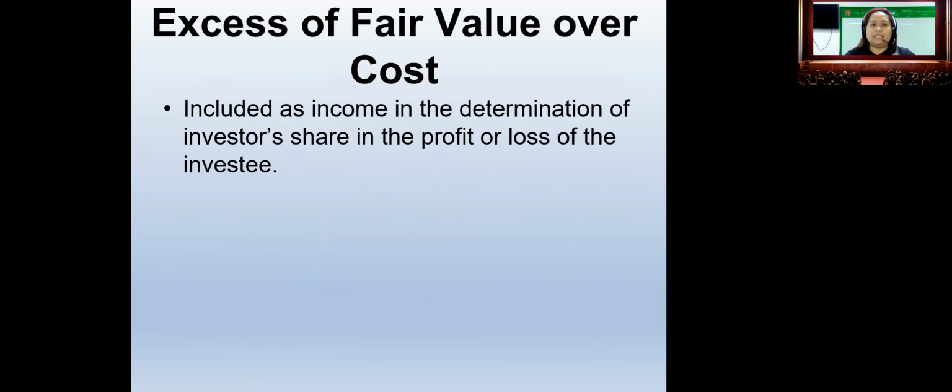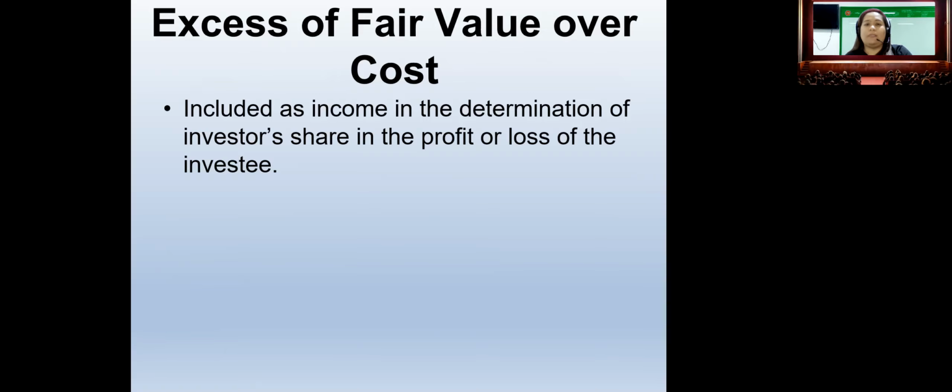Okay? Next, paano naman po yung excess of fair value over cost? Ano naman yung scenario na yun? Kabaliktaran naman nung kanina. Okay? Ang meron naman dito, yung value nung in-acquire mo ay mas mataas kesa dun sa cost na binayaran mo. So, baliktarin natin yung sitwasyon. Yung cost na binayaran mo is 25,000, pero yung value niya ay 30,000. So, mas malaki yung fair value kesa doon sa cost.